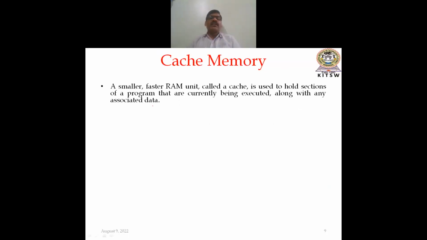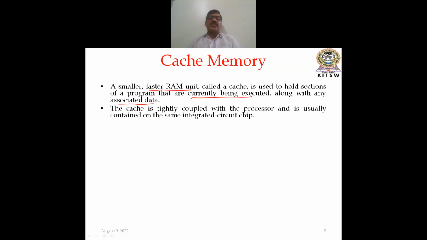Another important memory which is very close to the main memory unit is called the cache memory. It is a small, faster RAM unit, which is more quickly accessible, and it is used for storing the program parts which are more frequently accessed. Currently executing program parts and data are stored in the cache memory. The cache is tightly coupled with the processor, and is usually contained on the same IC chip.